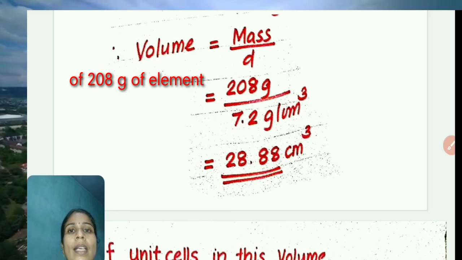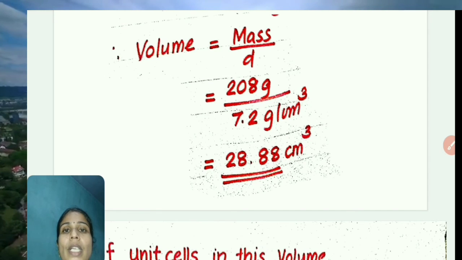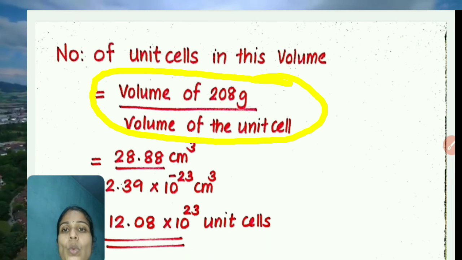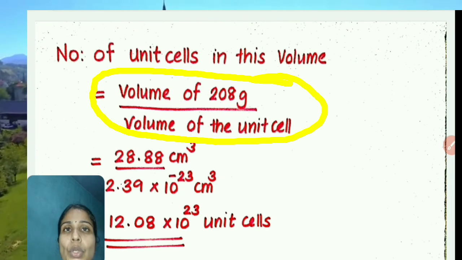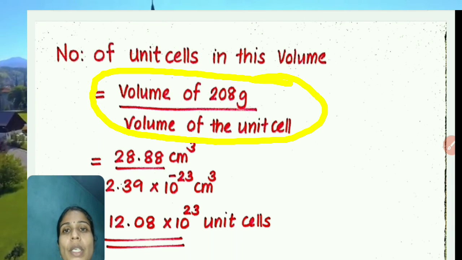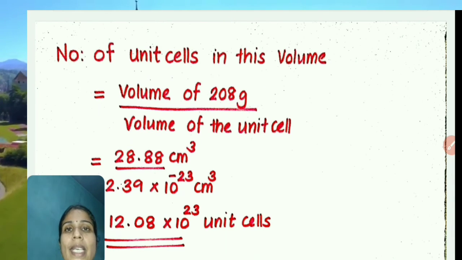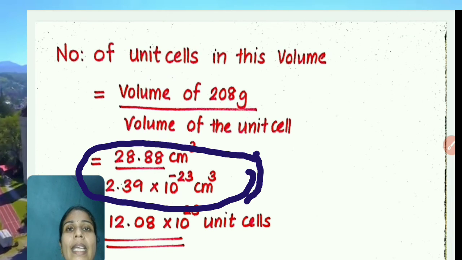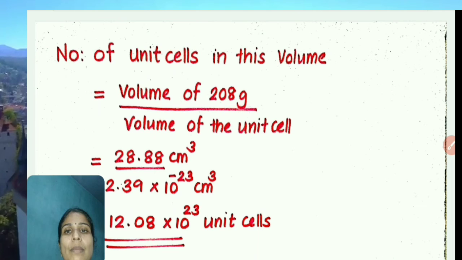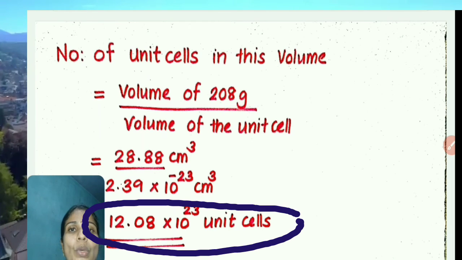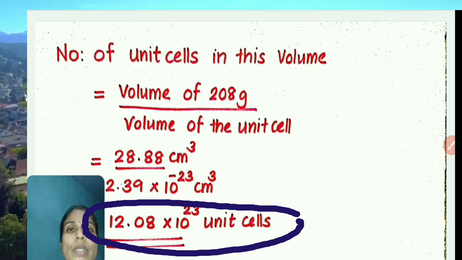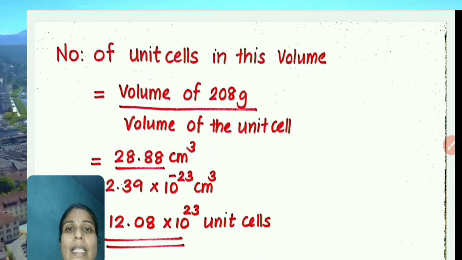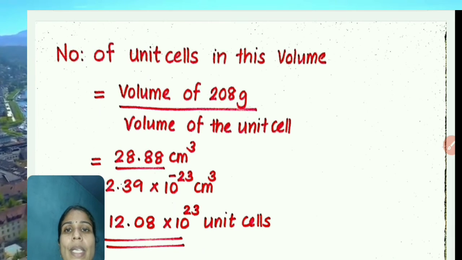Next step is we find out the number of unit cells in this particular volume. Number of unit cells in this volume is equal to volume of 208 gram divided by volume of the unit cell. That is 28.88 centimeter cube divided by 2.39 into 10 raised to minus 23 centimeter cube, which is equal to 12.08 into 10 raised to 23 unit cells. The number of unit cells in this particular volume is 12.08 into 10 raised to 23.